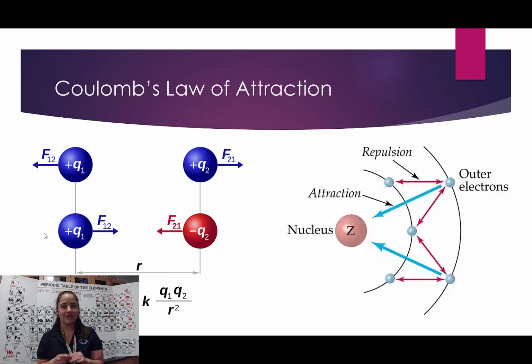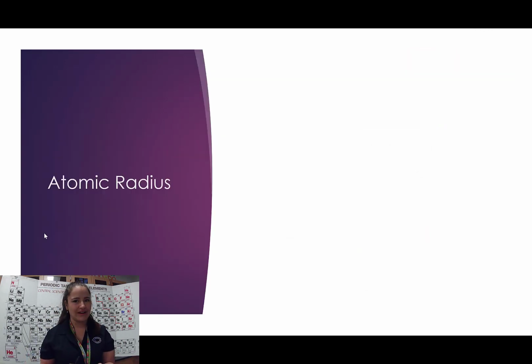Now, we have to remember that this all goes back to Coulomb's law of attraction. Okay, in our atom, we have that positively charged nucleus that's attracted to the negatively charged electrons. And the stronger the charge in that nucleus, and the closer those electrons are to that nucleus, the stronger the force. So, let's start with atomic radius.